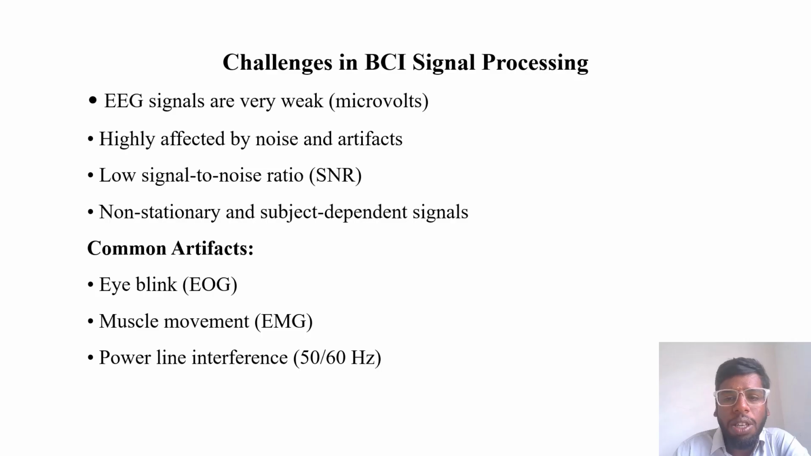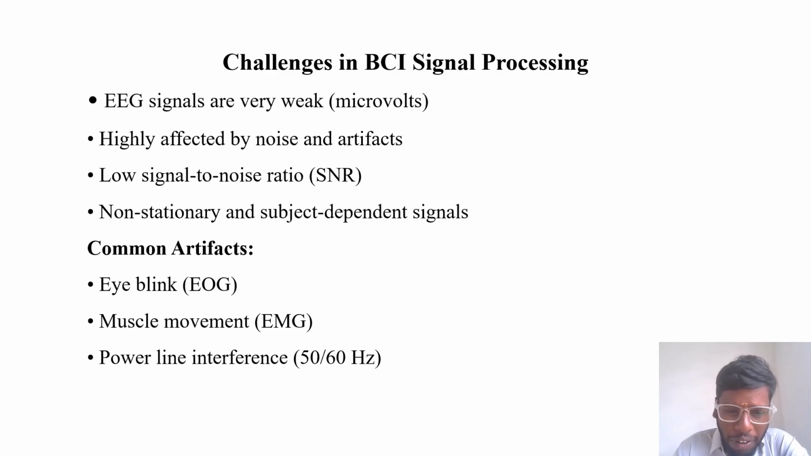EEG challenges in BCI signal processing: the signals are very weak, such as beta, alpha, and gamma, and highly affected by noise and artifacts. The artifacts are based on the movement of the head. The noise is present outside the body, meaning external noise. So there is a low signal-to-noise ratio, and the signals are non-stationary and subject dependent. The patient cannot stay stable in the same place, so it becomes non-stationary. It will not give a perfect continuous tone. So these are the challenges in BCI signal processing.